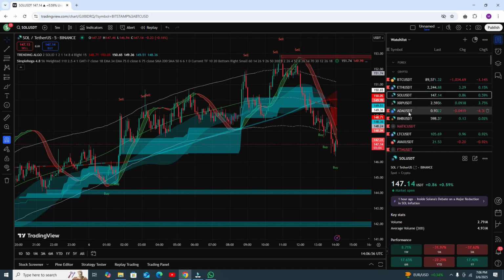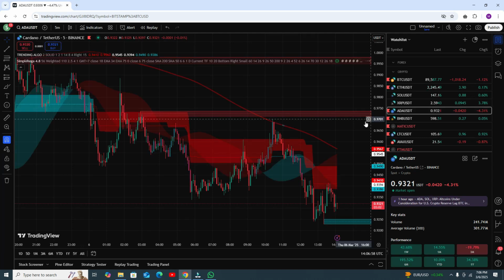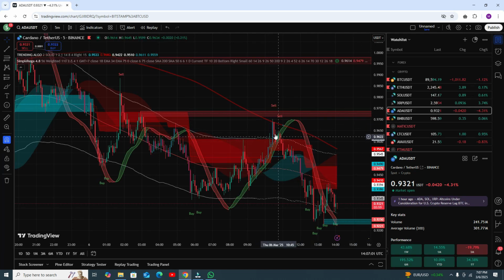Let's see some live demo. That one is a strong sell condition. That is a weak sell signal. And you can see both signals are 100% giving you profit. Let's see some more examples.